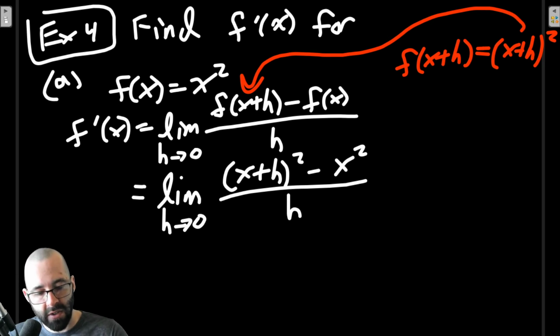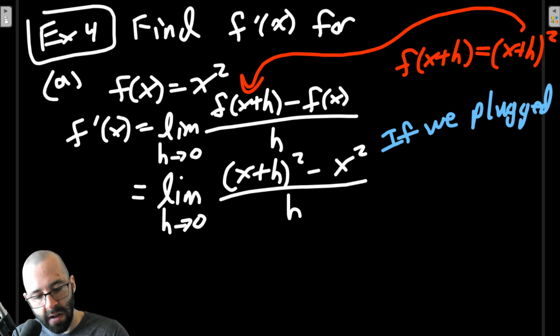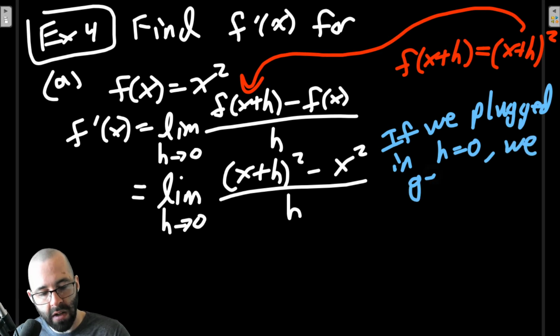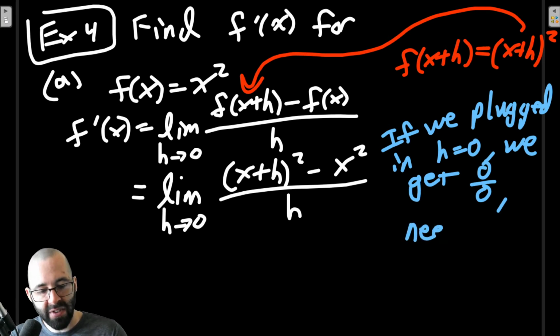All right, so let me make a little comment about that. If we plugged in h equals 0, we get 0 over 0, which just like in the last video is no good. So we need to simplify.